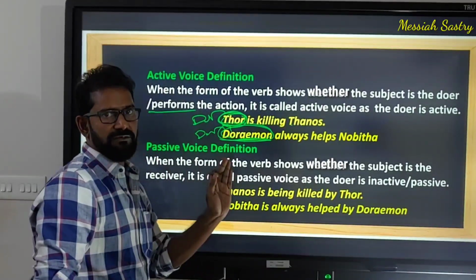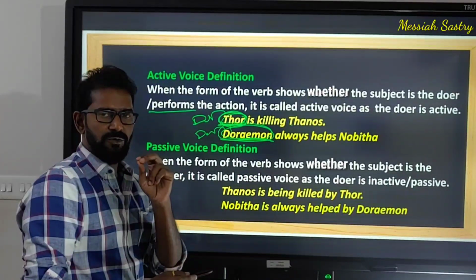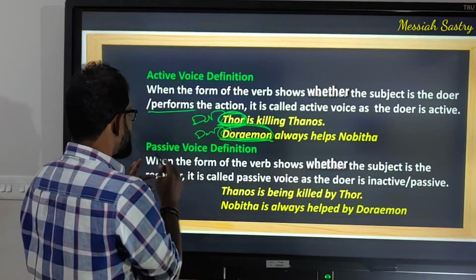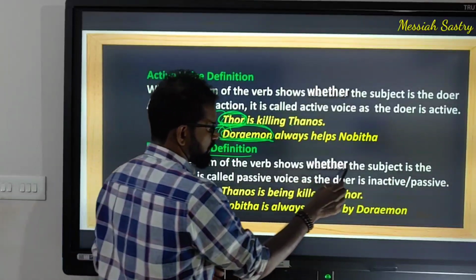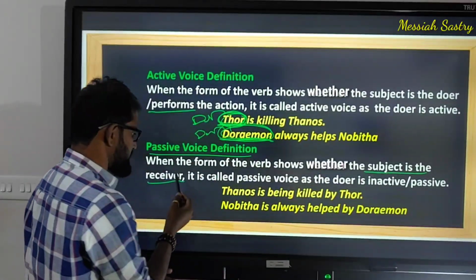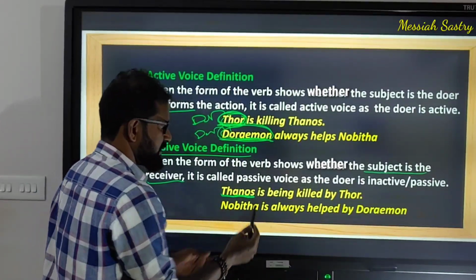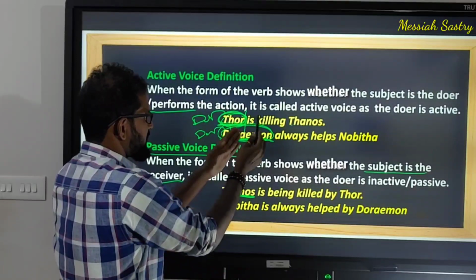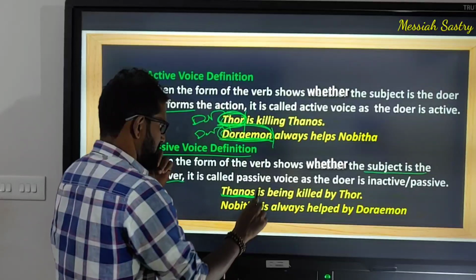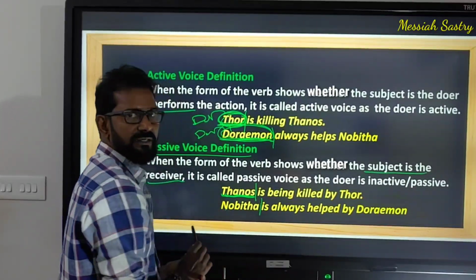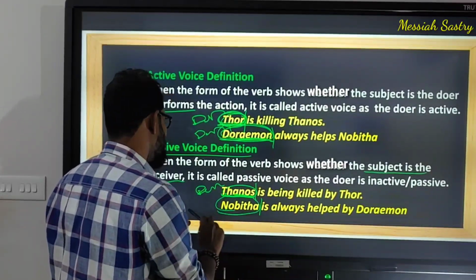Why do we call it active voice? Because the doer is active. What is the passive voice definition? When the form of the verb shows that the subject is the receiver, Thanos is the receiver. Now the subject is Thanos. So what is the subject? The subject is what comes before the verb. Thanos, Nobita. Here, Thanos is the receiver. Now the subject is the receiver. Nobita is the receiver.